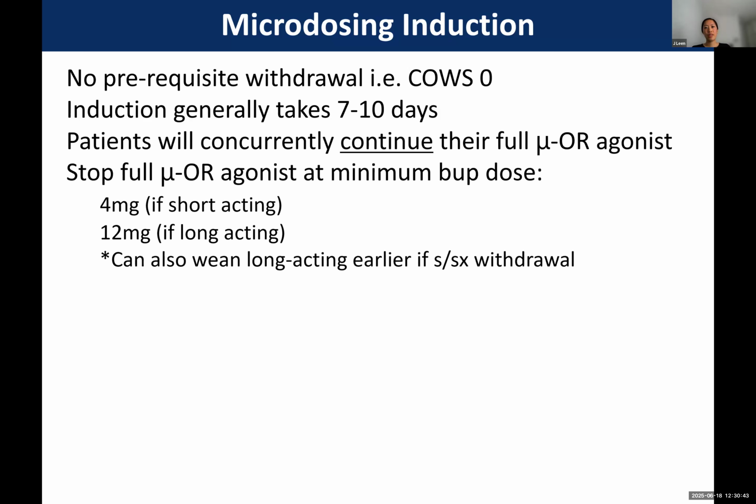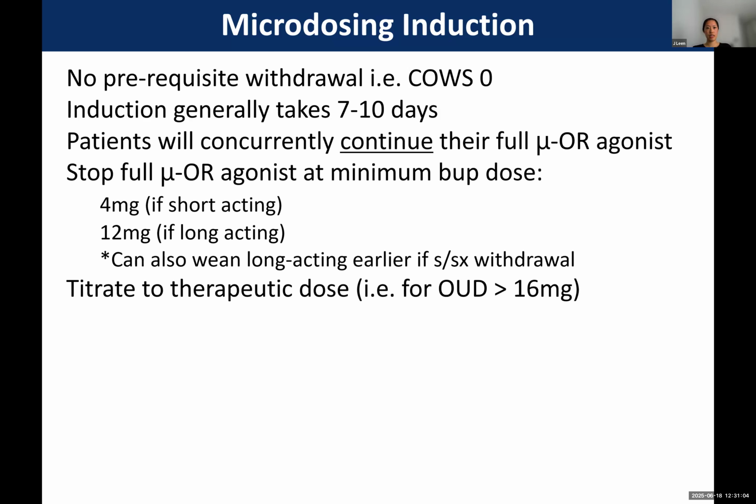It is suggested that you stop it at minimum buprenorphine doses. So if a patient's on short-acting opioids, then at 4 milligrams, you would stop their agonist, and at 12 milligrams if long-acting. This is to help facilitate the transition process and, again, reduce the risk of precipitated withdrawal. Our goal is to titrate them to a therapeutic dose, and for opioid use disorder, that's greater than 16 milligrams.